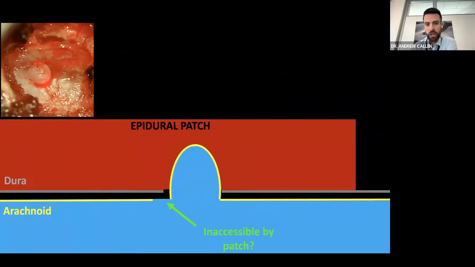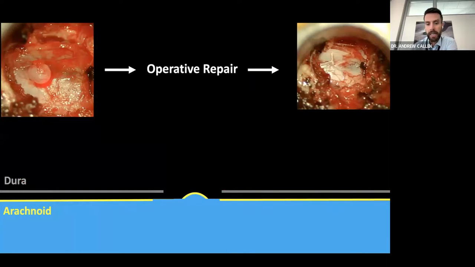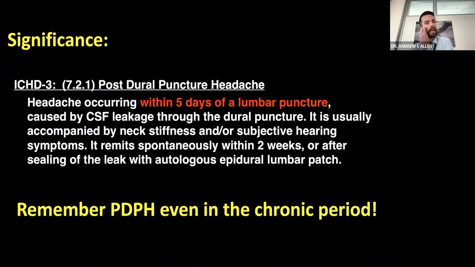And you try to patch this patient, you may get partial coverage of this defect, but perhaps not complete coverage of the defect. And that area can continue to leak, but with operative repair and primary closure, she has had profound and durable symptom resolution. So please scrutinize the dural contour on your MRIs for any of these sort of blebs, which can be caused by instrumentation generally, and may be a cause of chronic post-dural puncture headache in our patients.